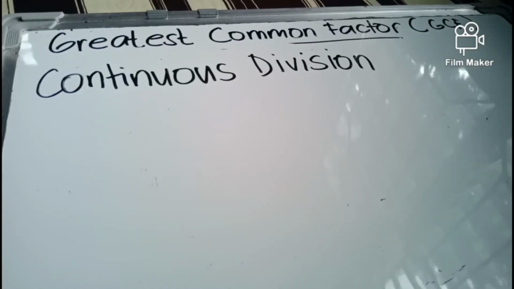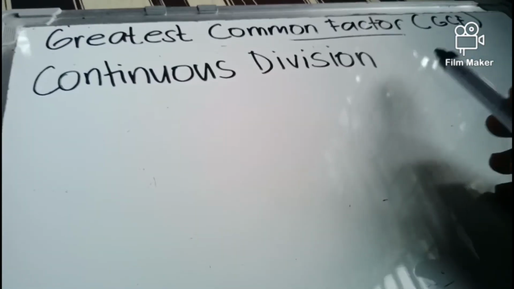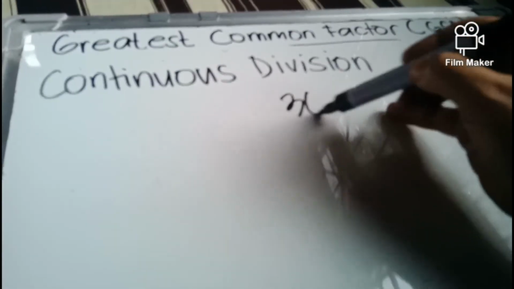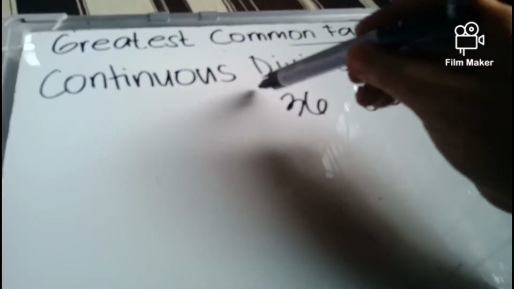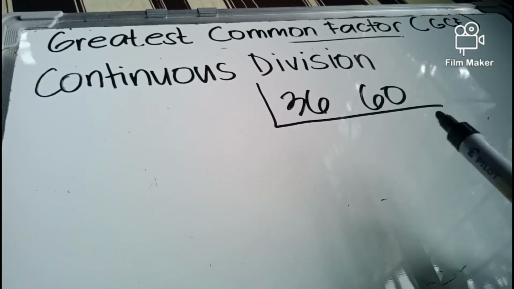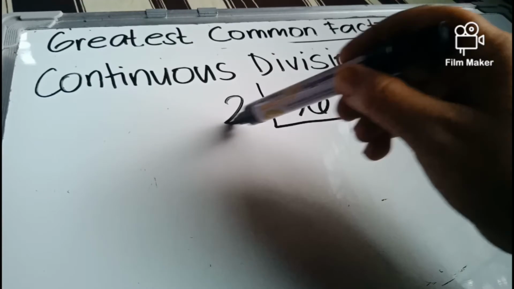Another way of finding GCF ay sa pamamagitan ng continuous division or yung repetitive division natin, or in other words, patuloy-tuloy na pagdi-divide. So example, hahanapin natin ang GCF ng numbers na 36 and 60. So yung given numbers ay isusulat lang natin horizontally. And then, we will think of a number that is prime na gagawin nating divisor. So, we have here number 2.